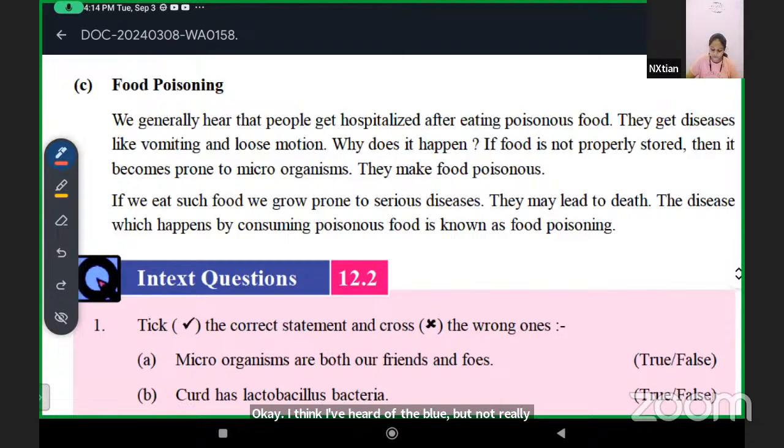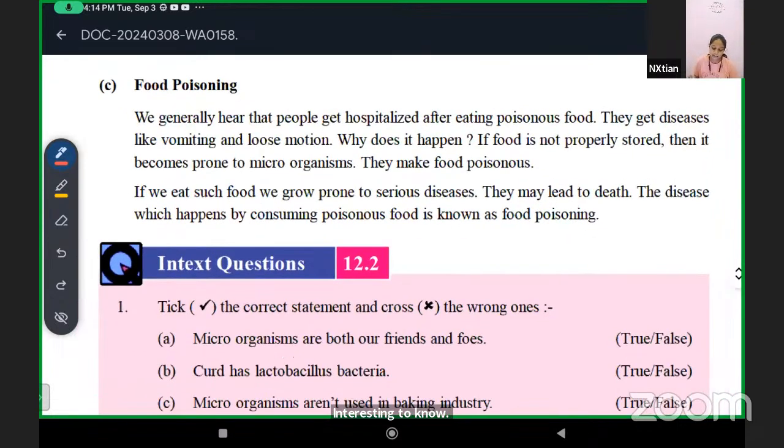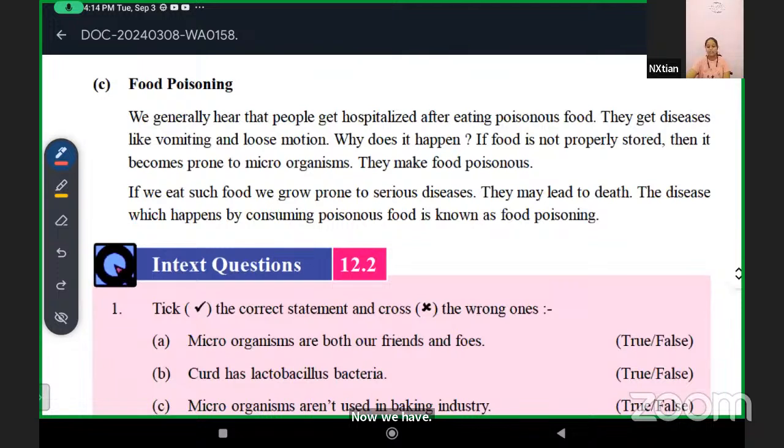Interesting to know. Now we have the last C part, that's food poisoning. We generally hear that people get hospitalized after eating poisonous food. They get diseases like vomiting and loose motion. Why does it happen? If food is not properly stored, then it becomes prone to microorganisms. They make food poisonous. If we eat such food, we get prone to serious diseases, many lead to death. The diseases which happen by consuming poisonous food is known as food poisoning.